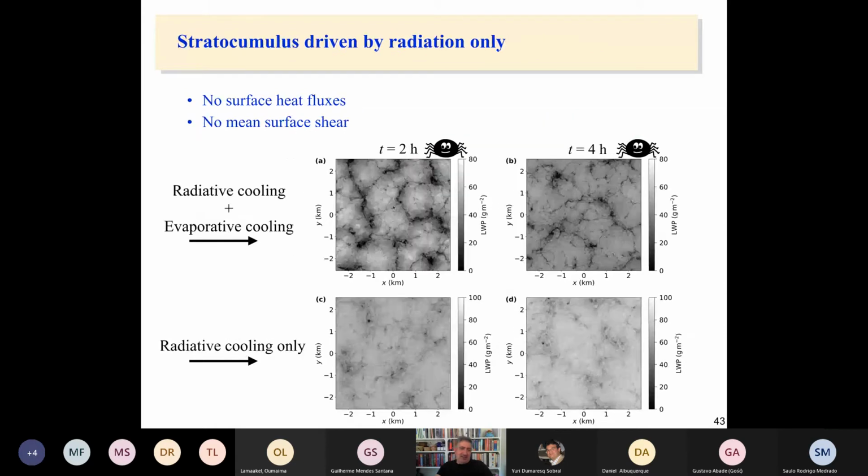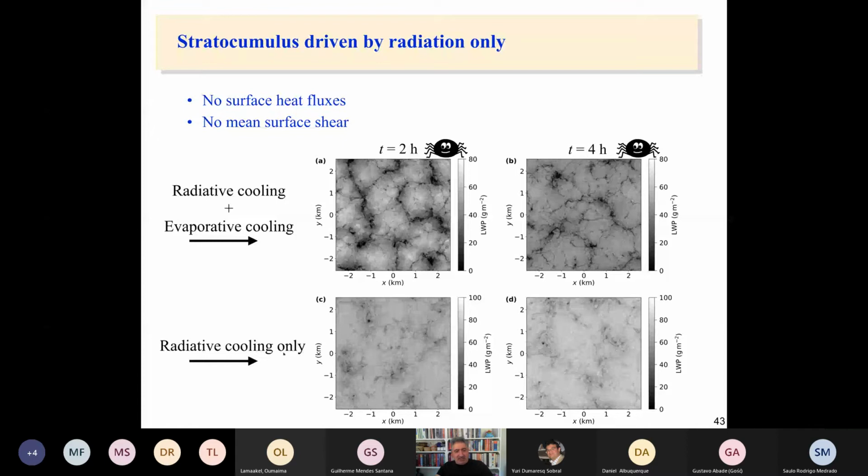In this case, we're just driving the cloud from the top by just cloud top radiation. So this is radiative cooling plus evaporative cooling, and you can see the big blobs, and you can also see the spider web, the thin canyons in the cloud. If we just do radiative cooling, you are just getting all the big blobs without the thin lines in between.